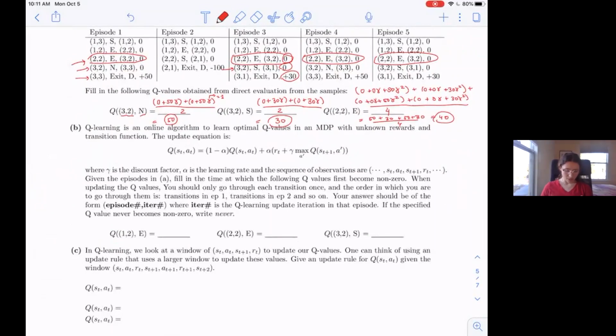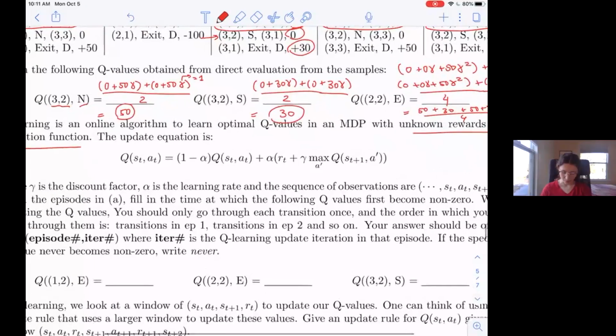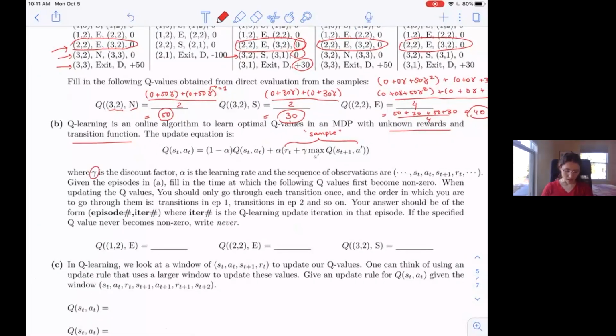All right. Q-learning is an online algorithm to learn optimal Q values in an MDP with unknown rewards and transition function. We're given here the update equation in its full form, where typically this component here is written as sample in a lot of the lecture notes. But this is just the full update for the Q-learning algorithm. We're reminded that gamma is the discount factor, alpha is the learning rate, and we get a sequence of observations that are these states and action pairs.